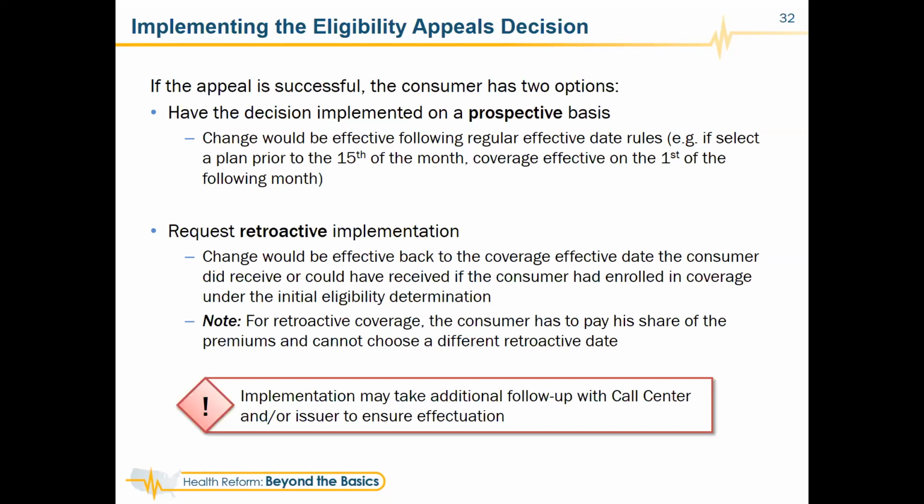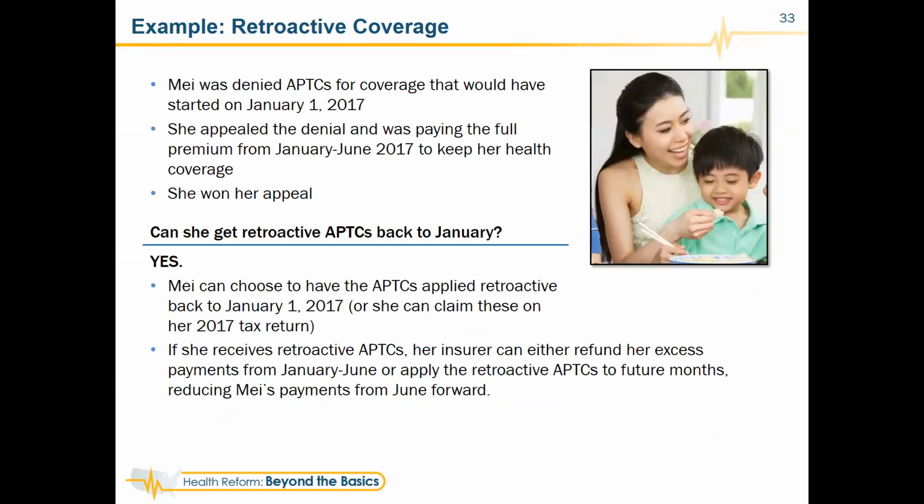So if someone files an appeal February 1st and they get their decision August 1st, they can either say, I want it to start August 1st and go forward, or I actually want to go back to February 1st. But if you go backwards, then the consumer's going to have to pay her share of the premiums for all of those past months. So again, this can be an individualized determination based on the situation of the consumer, whether they had medical bills during the interim, et cetera. So again, let's take an example here.